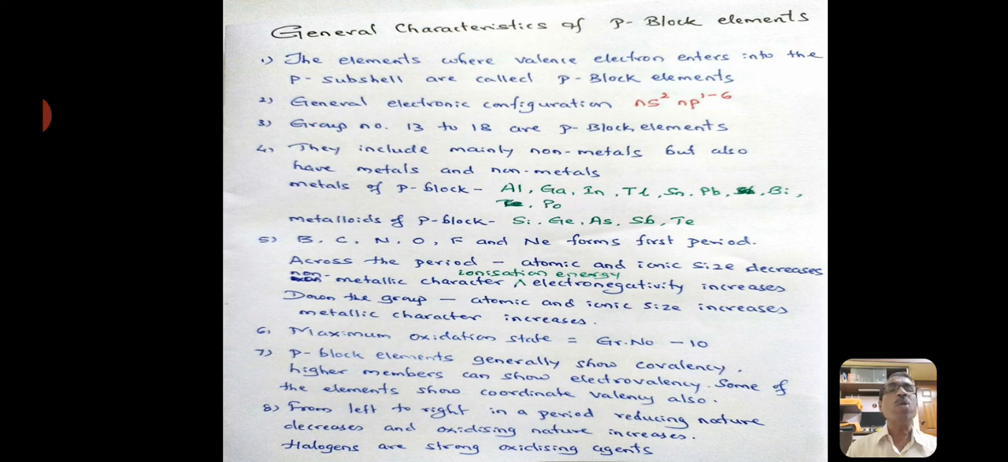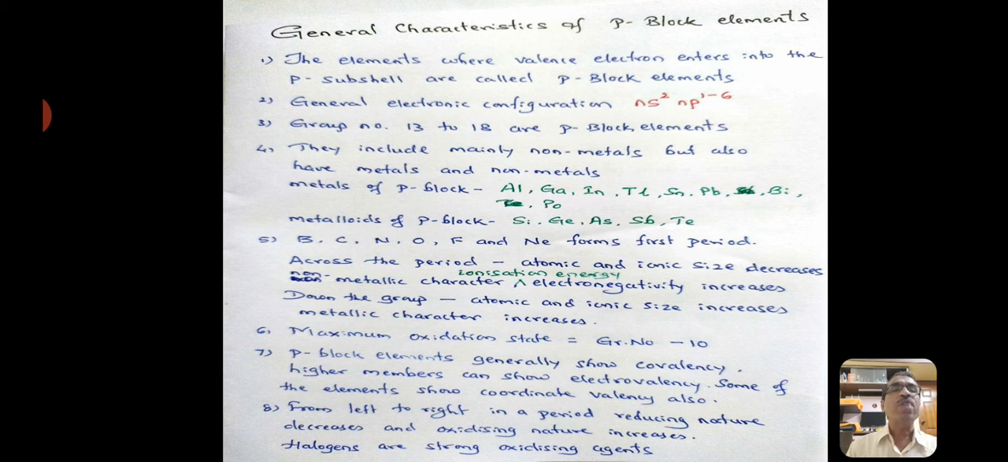The examples of the metals in the p block are aluminium, gallium, indium, thallium. Next, you also have tin, lead, bismuth and polonium. Metalloids of the p block elements are silicon, germanium, arsenic, antimony and tellurium. Boron, carbon, nitrogen, oxygen, fluorine and neon form the first period.